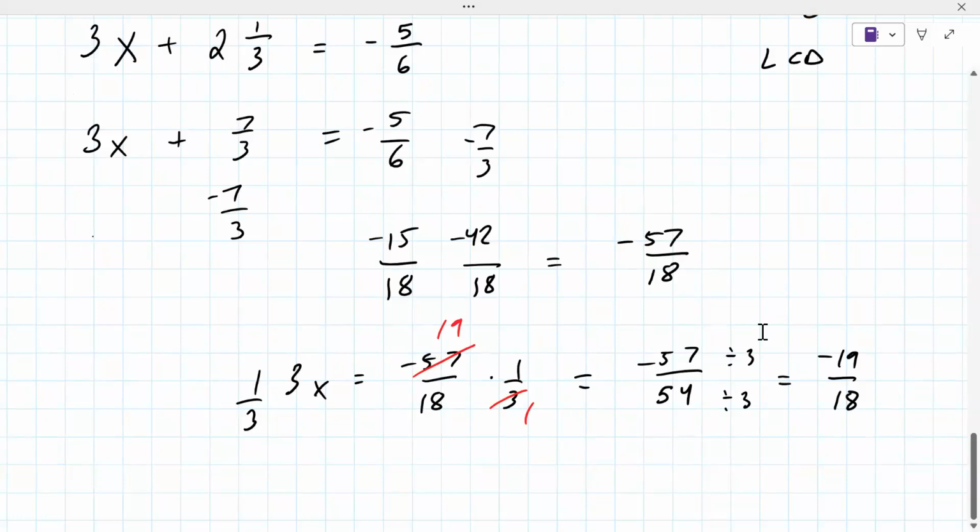All right, so let's try a few more here. Let's go: 1/4 x minus 2 1/2 equals 5. Give this a try, please.